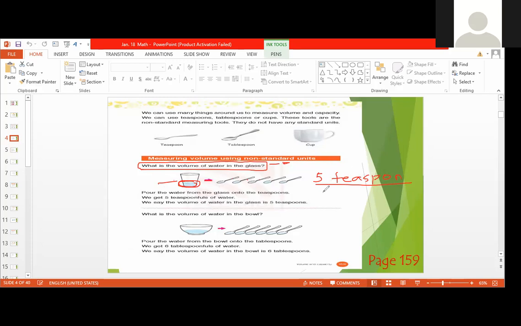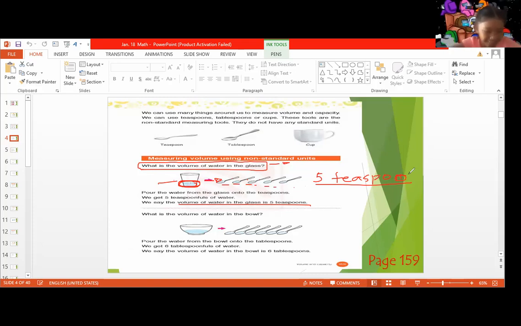So you can tell that the volume of water in the glass is 5 teaspoonfuls, because as I've said, you measured. For example, in school we measured this water as the equivalent of 5 teaspoonfuls. So that is an example of one non-standard measuring tool.